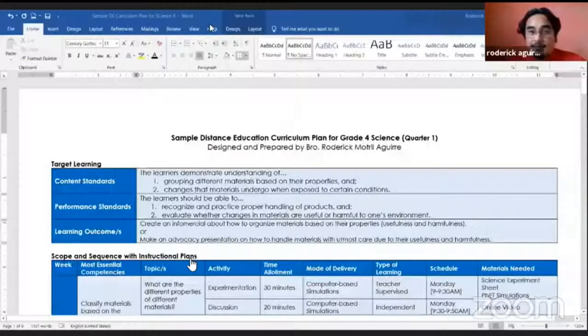Stop share ko muna. Ulitin ko lang po para sigurado po na napakita. All right. So we are now in the Word. So it must have the target learner.